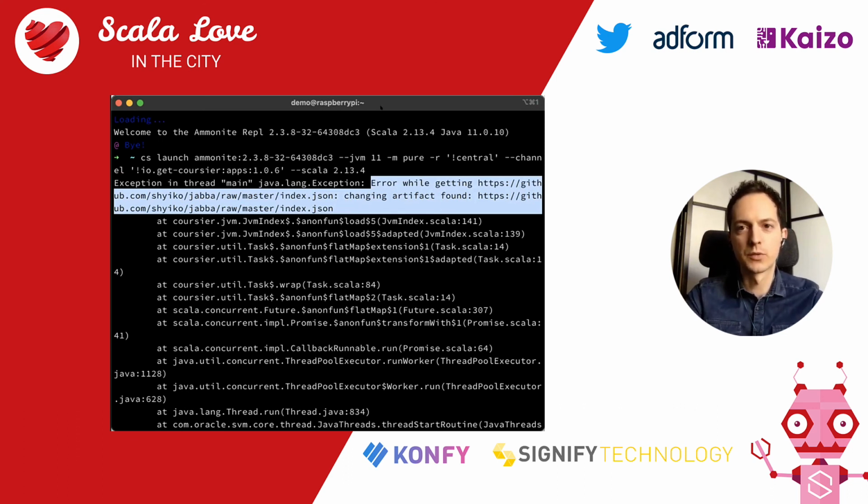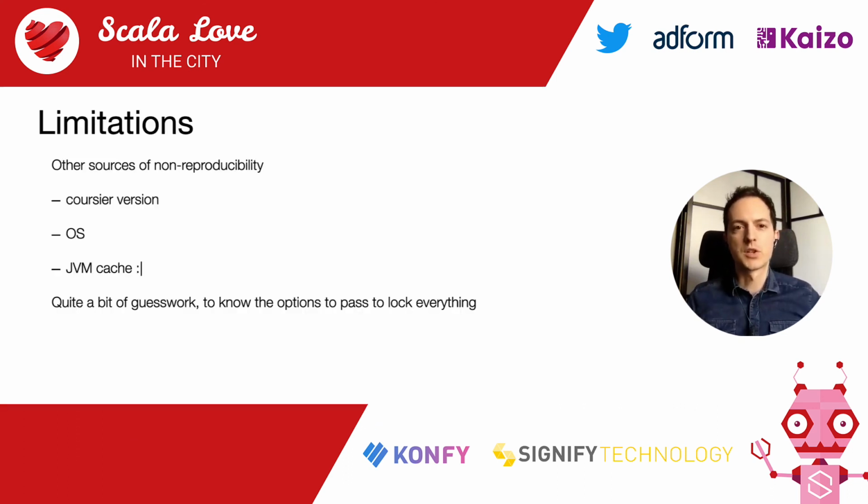All right, so let me get back to the slides. So yeah, there are a few limitations to this approach. Here we worked around the non-determinism coming from changing artifacts. Of course, if you use a different Coursier version, some algorithm in Coursier might change, so you might get different results. The OS might give you slightly different results, so you should get a different JVM, but sometimes the OS can change things in the resolution. There are implicit inputs in resolution that rely on the OS.